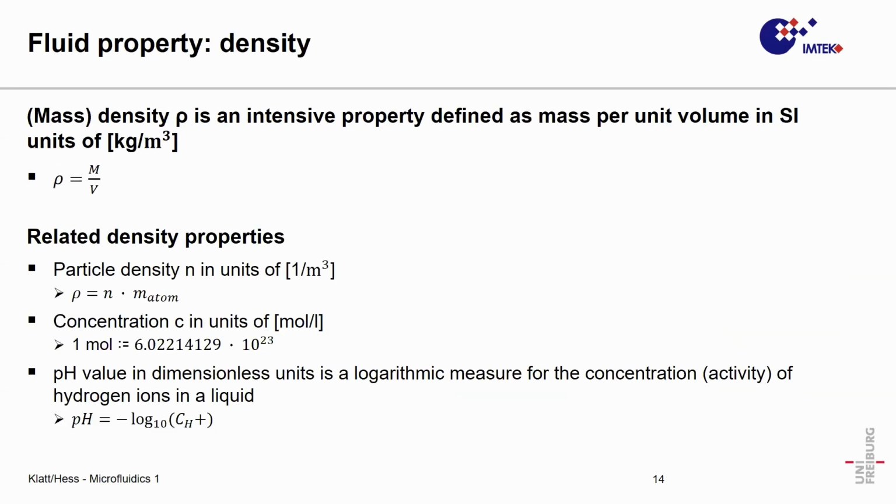Let's start with the density. The density is considered to be an intensive property and is defined as mass per unit volume, in SI units. Besides the mass density, there are some related density properties. The first one is the particle density. The second one is the concentration, which is usually given in mole per liter. And the last one, you might already know from chemistry, is the pH value.